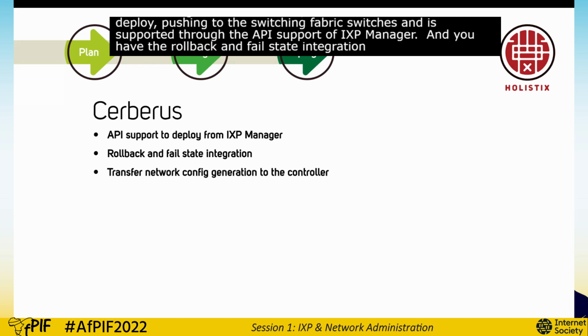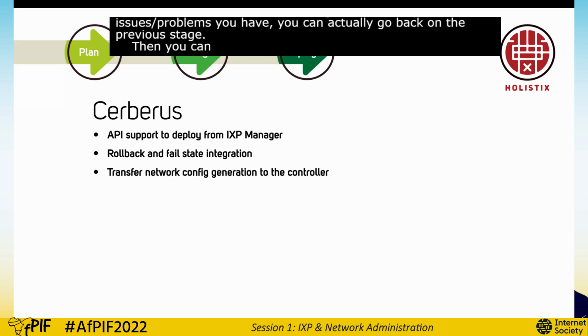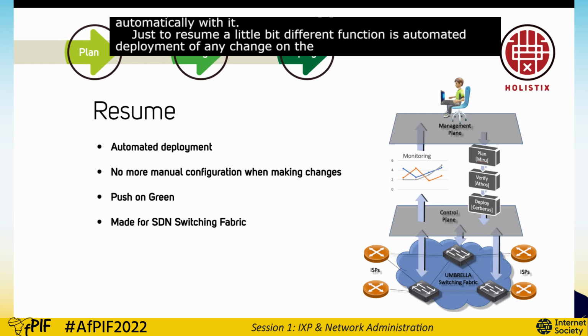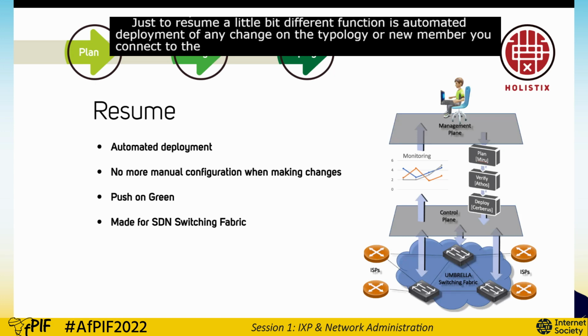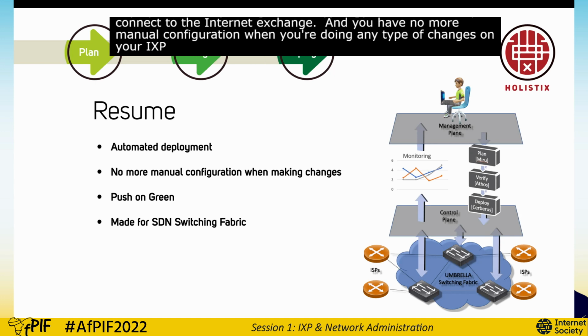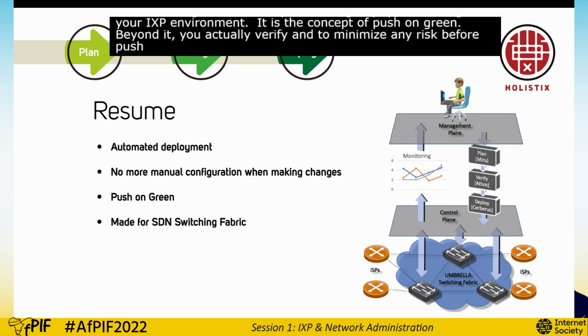If you have an issue or problem, you can actually go back to the previous stage. Then you can transfer the config generation to the controller automatically. Just to summarize the different functions: automated deployment of any change on the topology, or of a new member you connect to the internet exchange. And you have no more manual configuration when you're making any type of change on your IXP environment. There's the concept of push and green behind it. You actually verify, to minimize any risk before pushing to production. And it is made for SDN switching fabric.